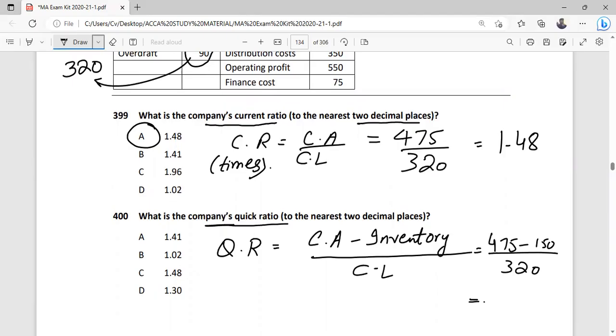So the quick ratio is what? Quick ratio is 1.02. So B is the right answer. Any question?